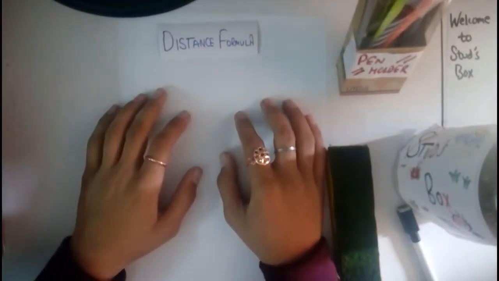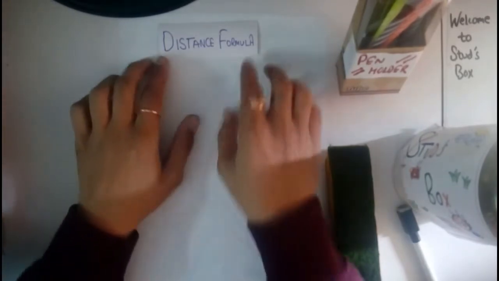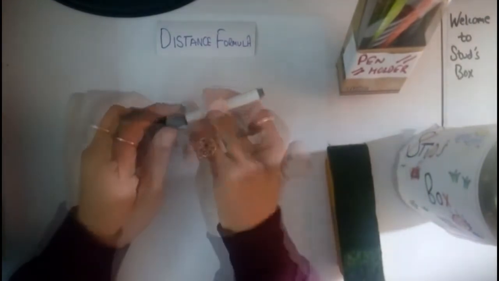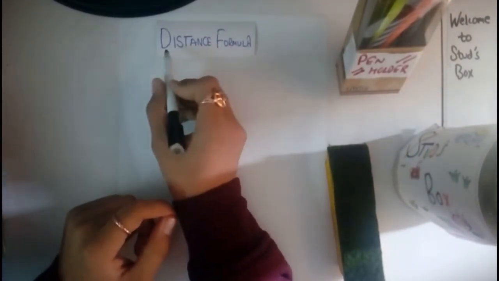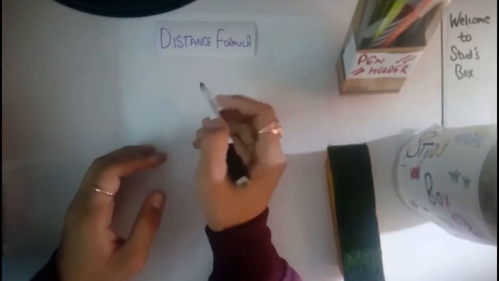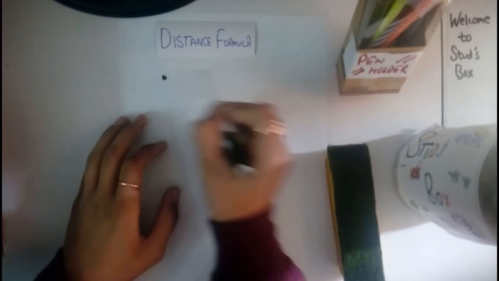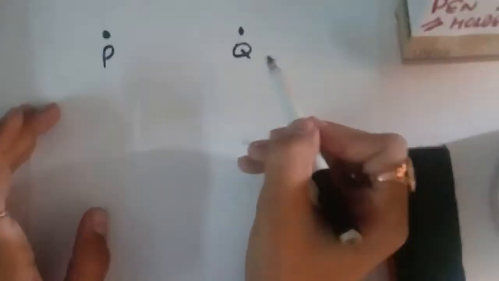Hello guys, in today's video I'm gonna talk about how to derive the distance formula. So first of all, what is the distance formula? As you can conclude by the name, it must be a formula to calculate distance. So let's take 2 points, first and this second. This is P and this is Q.